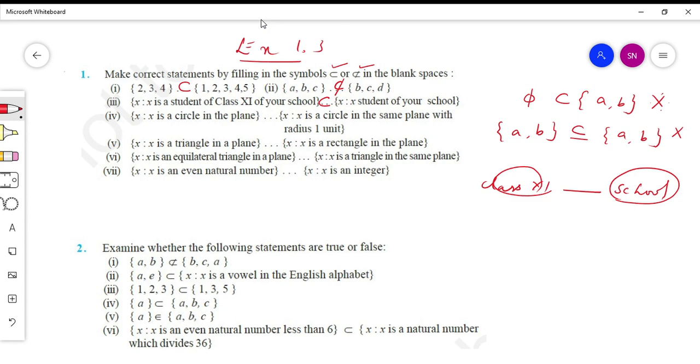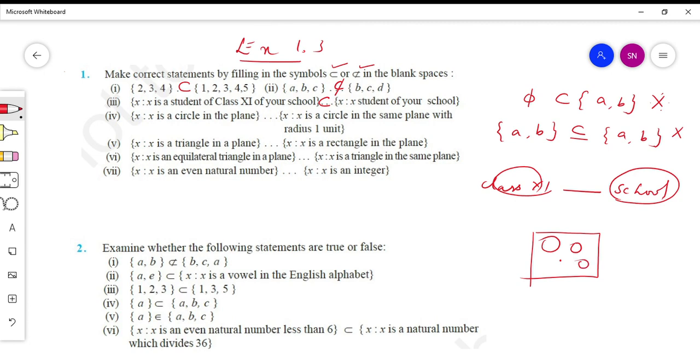Okay, so X is a circle in the plane. Let me consider a Cartesian plane or any plane. So on a plane, I have random circles. They have not specifically told that this circle should be of so and so dimension or measurement only. So let me consider a circle, a bigger circle, a smaller circle, a point circle, a unit circle.